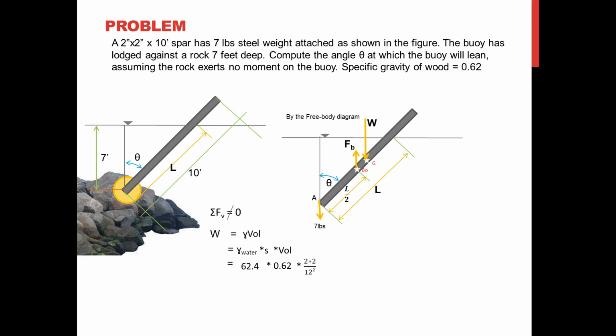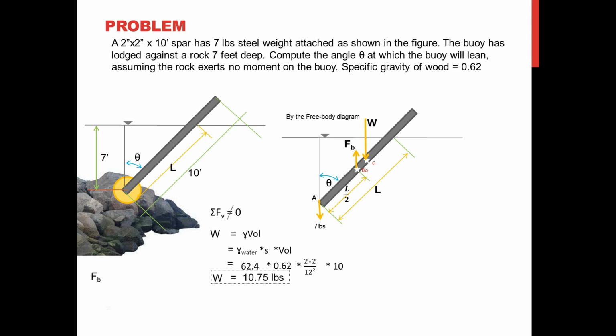And we have a square dimension here because 2 and 2 will be multiplied. So you need to square your 12 conversion factor. So we multiply that by the length to make it volume. The length is 10. So therefore, W can be obtained to be equal to 10.75 pounds.